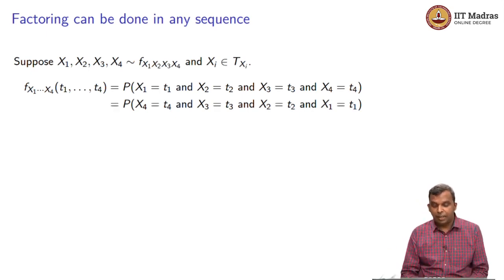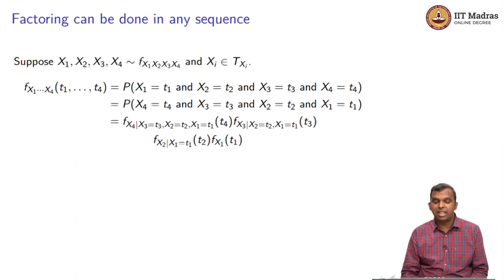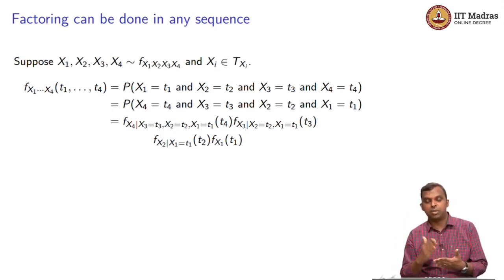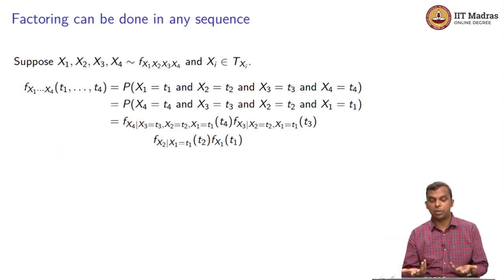So if I do that, then repeat the same thing as before. Right, x4 given x3, x2, x1, then x3 given x2, x1, then x2 given x1 and x1. Now I get it in this form. So I can first do marginal of x1, and then conditional of x2 given x1, then conditional of x3 given x1, x2, and then conditional of x4 given x1, x2, x3. That is also possible, right? It's the same thing I've written down. I've done it in some other order.